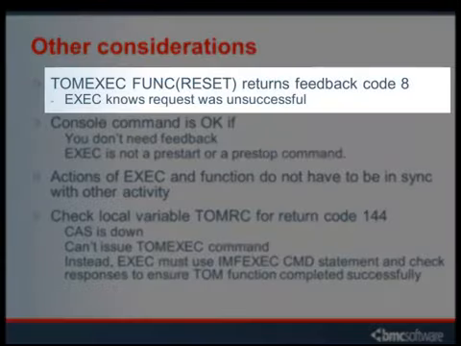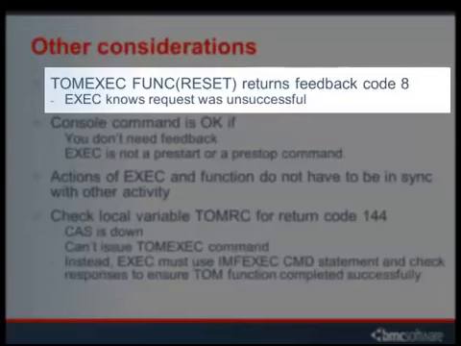If you had used TOM EXEC function reset instead of a console command and the request was unsuccessful, you would get a feedback code of 8. The exec would know that the request was unsuccessful. You could then take steps to handle the unsuccessful request. You could end up using a much simpler exec that did not need knowledge of the significance of one message versus another. Using the TOM EXEC command instead of the IMF exec command statement achieves the same goal but with fewer lines of code. This not only reduces the complexity of the exec, but also increases the ability to obtain request feedback. Fewer lines of code also makes the exec easy to maintain.